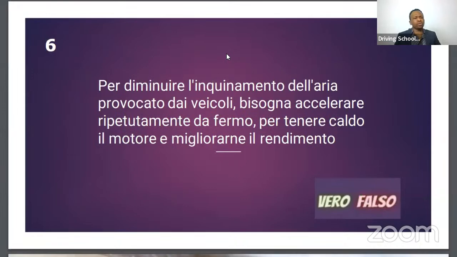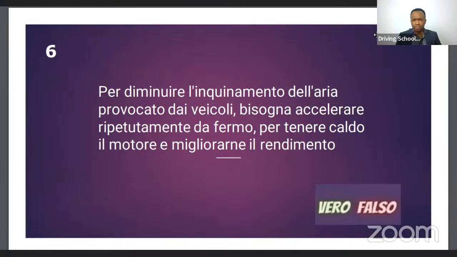Number six says, per diminuire l'inquinamento dell'aria provocato dai veicoli, bisogna accelerare ripetutamente da fermo per tenere caldo il motore e migliorarne il rendimento. So this number six, what is your response? It says that to reduce the air pollution produced by vehicles, you need to repeatedly press your accelerator, even when the vehicle is stopped, in order to maintain the good functioning of the engine. What is your understanding of this question? We are having number six, right? Okay.